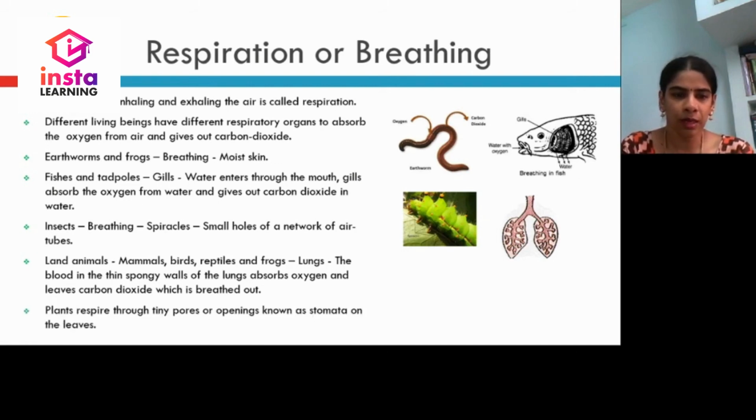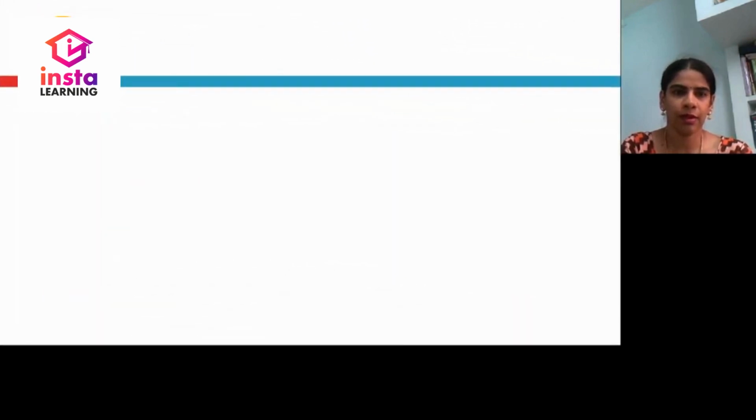Plants respire through the tiny pores or openings known as stomata, which are present on the leaves. The next life process is feeding. Animals cannot prepare their own food like plants.